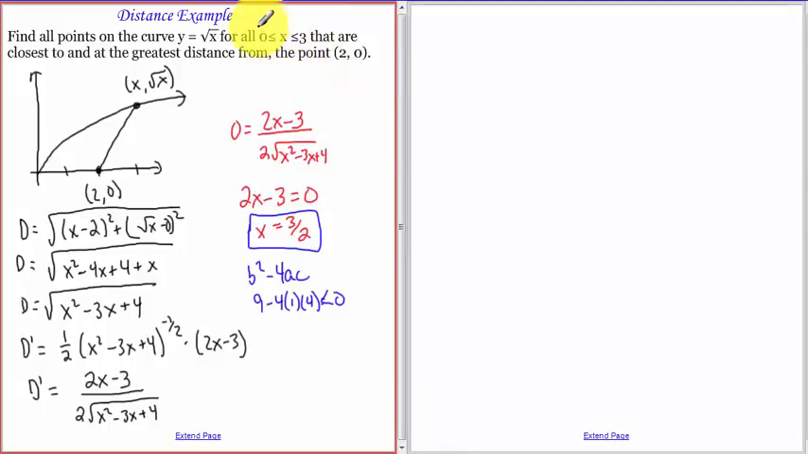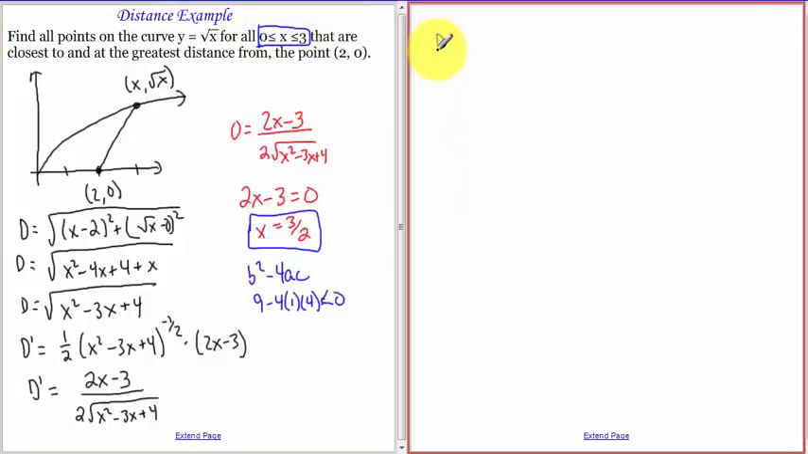Now notice what we also have here. They also give us a domain restriction. So they give us some possible values to check: D of 0, D of 3/2, and D of 3. Since they give me an interval, I can just plug these values into my original function to figure out which one's the smallest and which one's the largest.